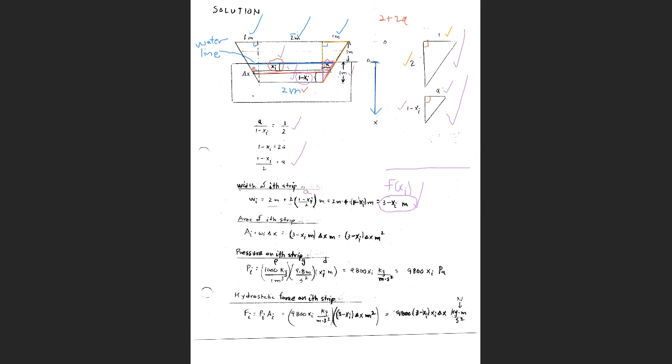So now we find the area of the ith strip. That's going to be the width of the ith strip times the height of the ith strip. And that's just going to be 3 minus xi times delta x square meters.